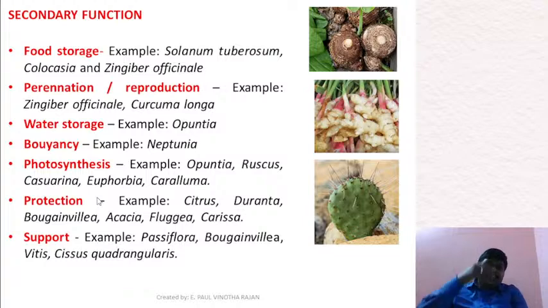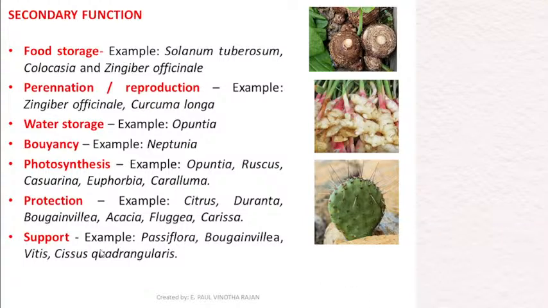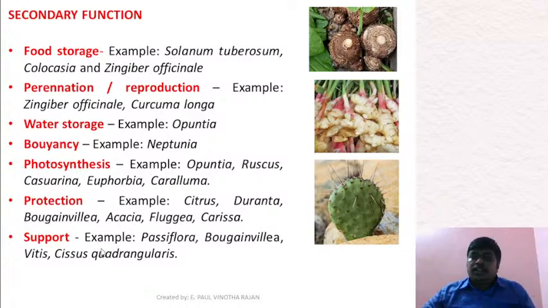Next, we are going to talk about the secondary functions of the stem. The secondary functions are storage. It can store food. For example, Solanum tuberosum, Colocasia, Zingiber officinale. These are all food storage. And second, they are involved in perennation or reproduction. For example, Zingiber officinale, Curcuma longa. Curcuma longa means the turmeric.